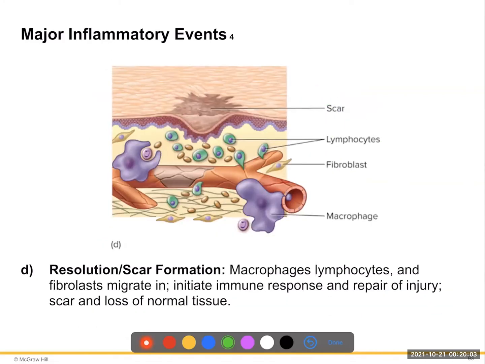Okay, you get your scar formation, which is your resolution. So macrophages, lymphocytes, and fibroblasts migrate in. Okay, get this innate immune response, and this can lead to repair of injury, scar, and loss of normal tissue. So here's your scar. These are your lymphocytes, your fibroblasts to help now increase that area.